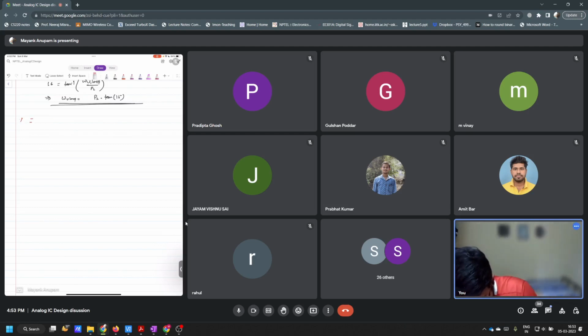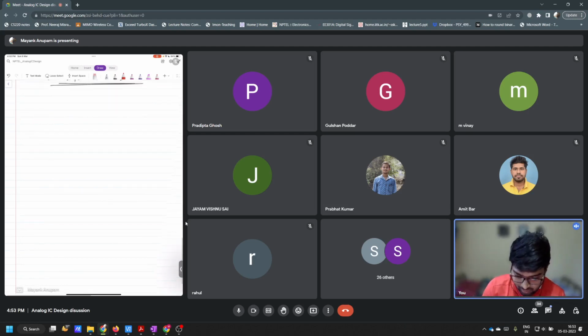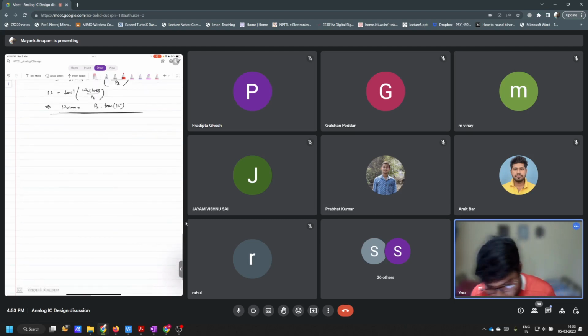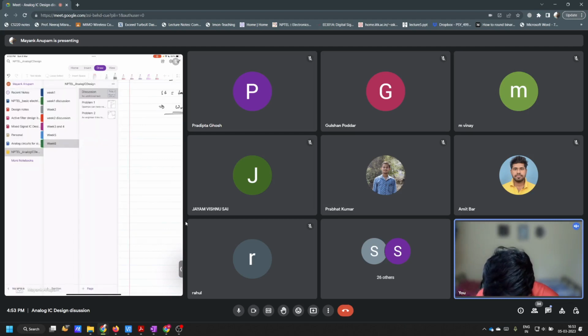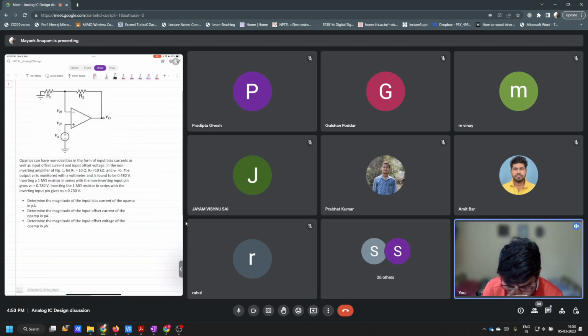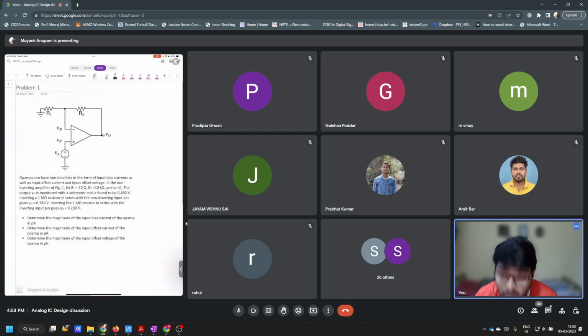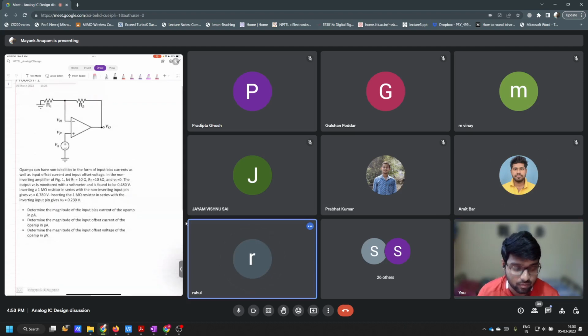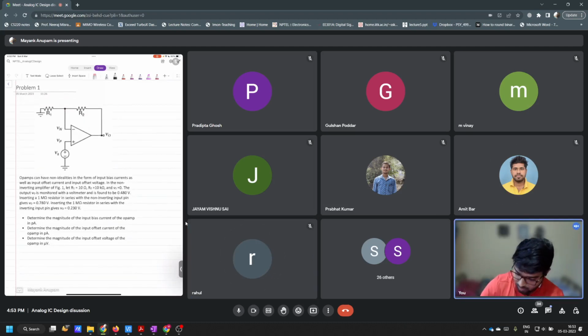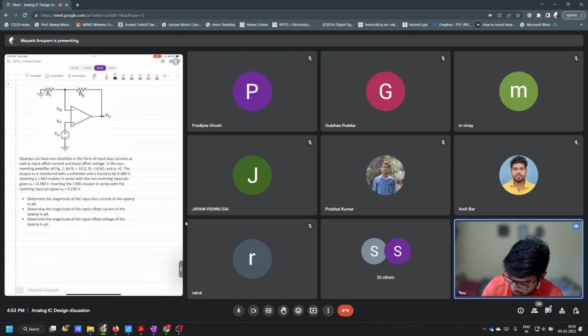Or I'll come back to it later. First, let me discuss something about this week's assignment. I guess a lot of people don't know how to attempt this week's question, so let's do that first. This is this week's question, right? Do you know how to model this in terms of offset voltage and the input offset currents? How to model them?